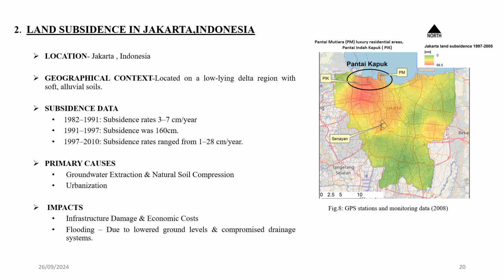The primary causes are groundwater extraction and natural soil compression, also rapid urbanization. The various impacts are infrastructure damage and economic cost, also flooding due to lowered ground levels and compromised drainage system. Here is GPS monitoring data which shows how much land subsidence has taken place in Jakarta since 1997 till 2005.